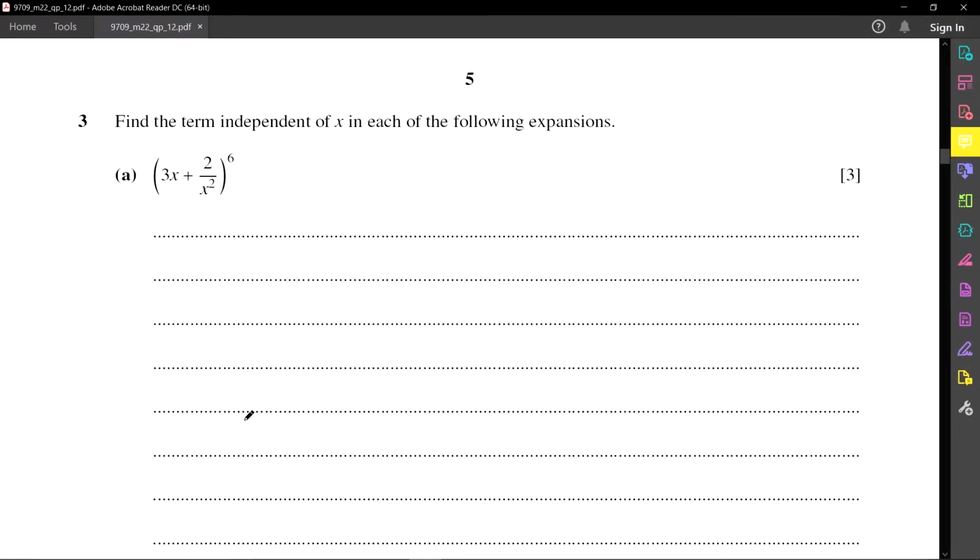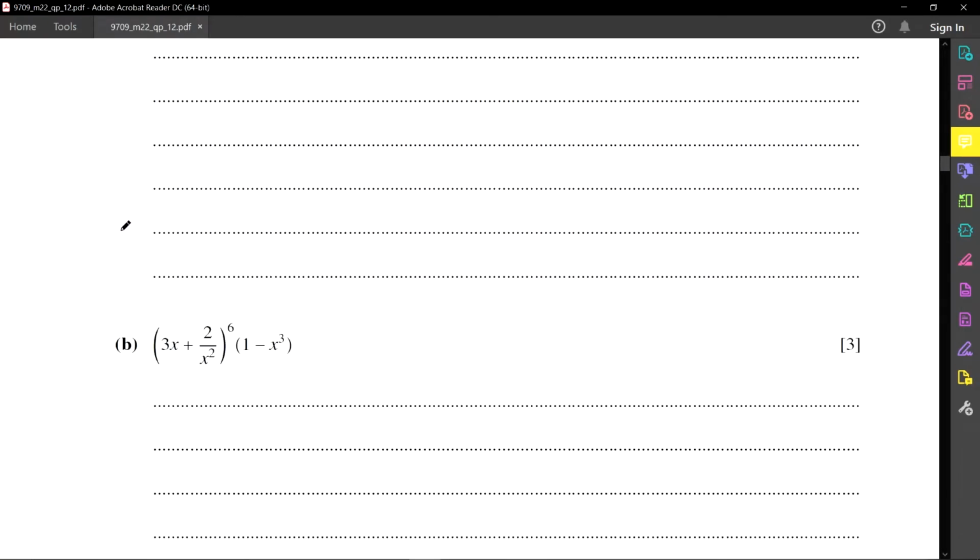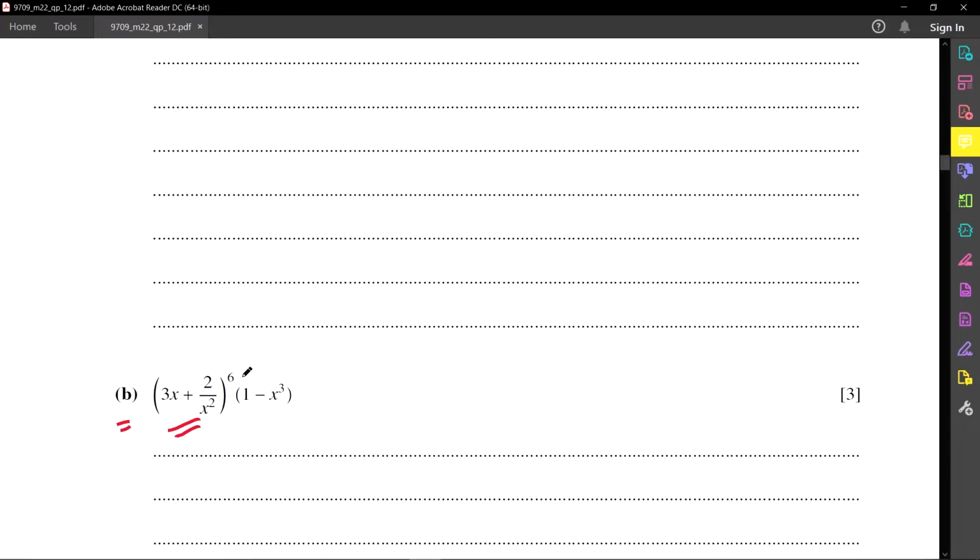Now let's work out question number 3. Here, question number 3, there's a part A. Please be a little careful here to check on which method you can apply. So this is part A. Let's see what is part B. So part B here is using the expansion of part A in part B.